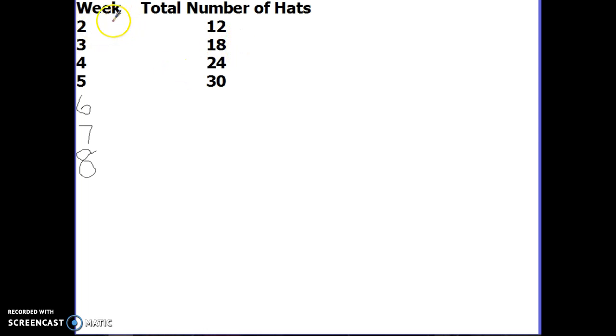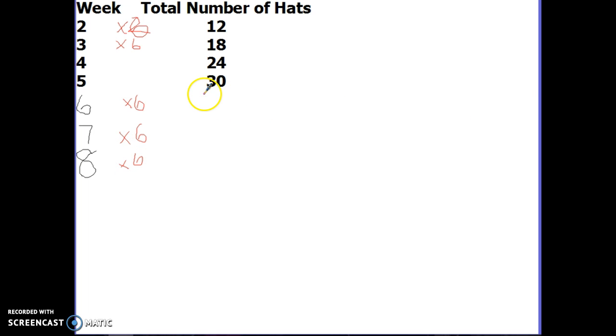Otherwise, the pattern is week times 6. Week 2 times 6 is 12. Week 3 times 6, 18. Week 4 times 6 is 24. Week 5 times 6 is 30. So your pattern is to multiply by 6.